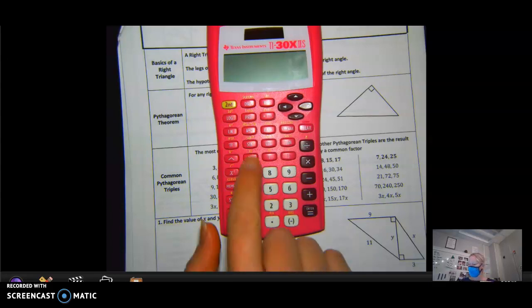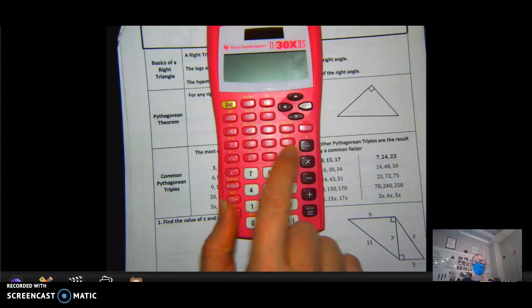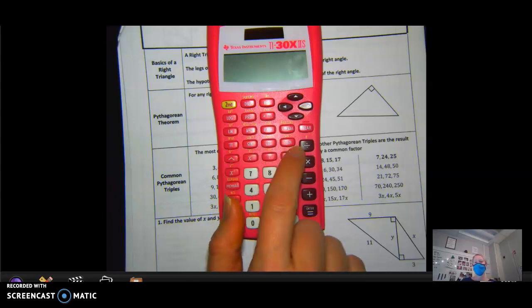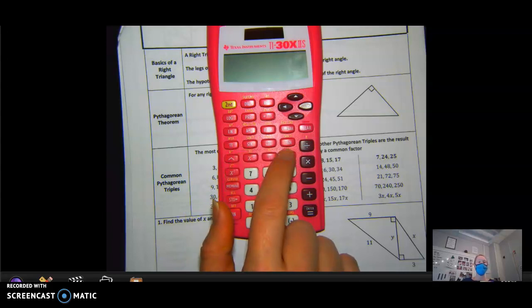On your calculator, there are buttons called sine, cosine, and tangent. Do you guys see those buttons? If you have a different calculator, they'll still be on there. Sine, cosine, and tangent. Those are trig functions that we're going to be using this unit.